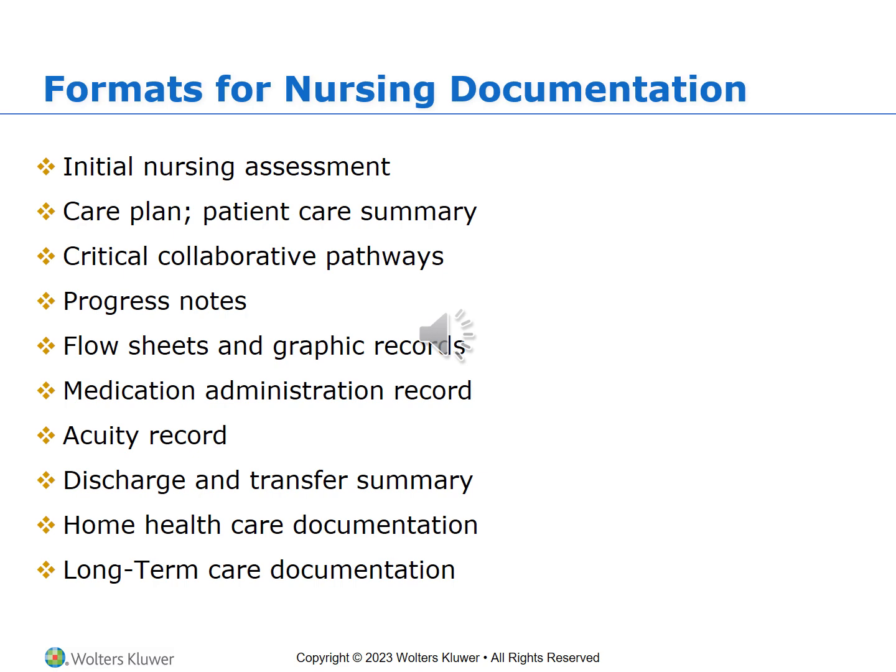Formats for nursing documentation begins on page 535, extends into page 538. So the different formats that are listed in these pages have a paragraph explaining each of them. I suggest you read through it. So those formats include initial nursing assessment, the care plan or patient care summary, critical collaborative pathways, progress notes, flow sheets and graphic records, medication administration records, acuity record, discharge and transfer summary, home health care documentation, and long-term care documentation.